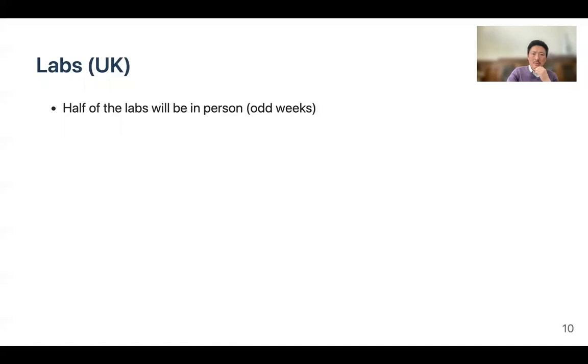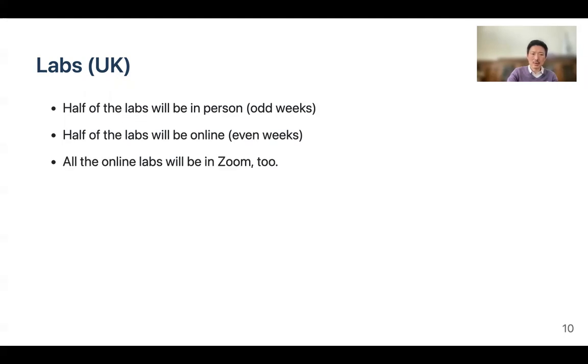Okay, in terms of labs, half the labs will be in person. These are the odd weeks, week 1, 3, 5. So this week we'll have an in-person lab. The other half of the labs will be online, so these are weeks 2, 4, 6, etc. Last year we did all the labs online, which seemed to work, so it shouldn't be a problem. You just need to remember half of the labs are in person on campus and the other half are online. We'll use Zoom as well, exactly the same link as for the lecture. There's no difference.